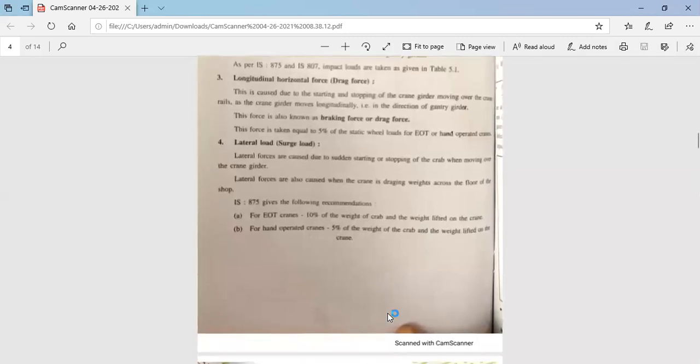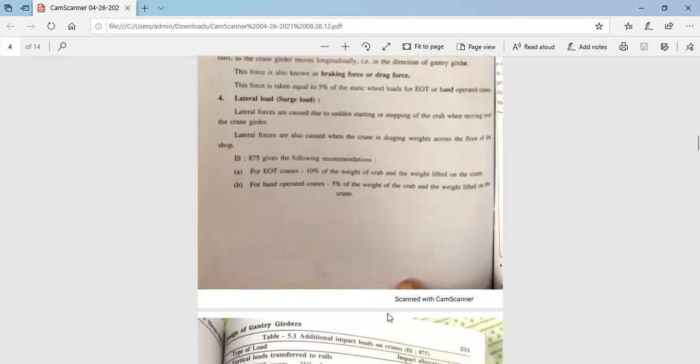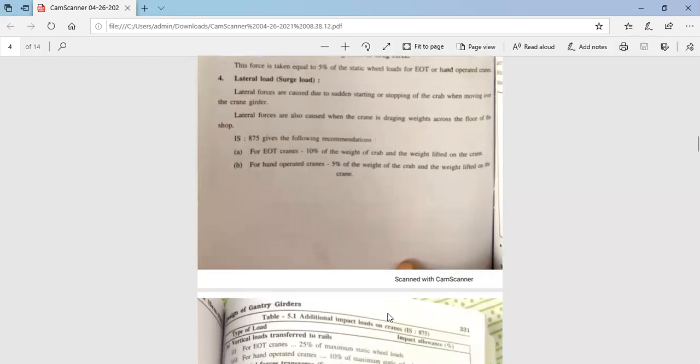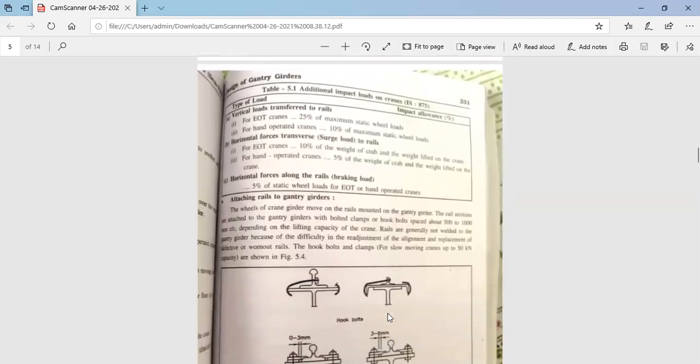The fourth one is the lateral loads, also known as surge loads. The lateral loads are caused due to sudden starting or stopping of the crab when moving over the crane girders. Lateral forces are also caused when the crane is dragging weights across the floor of the shop. IS 875 gives the following recommendations: for EOT cranes, 10% of the weight of the crab and weight lifted on the crane, and for hand-operated cranes, only 5% of the weight of the crab and weight lifted on the crane.